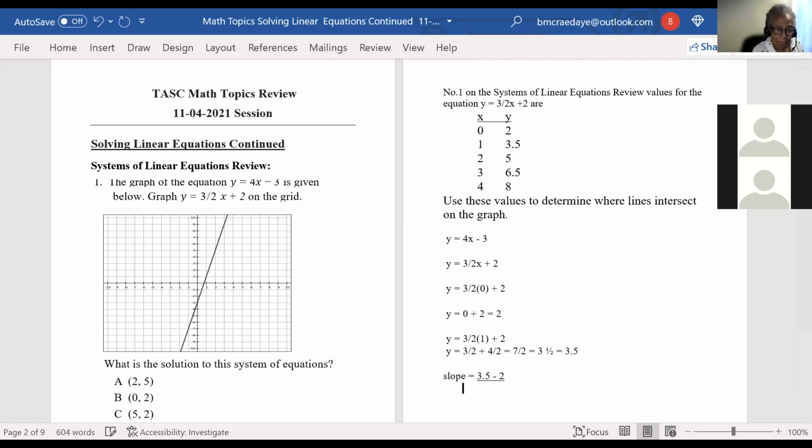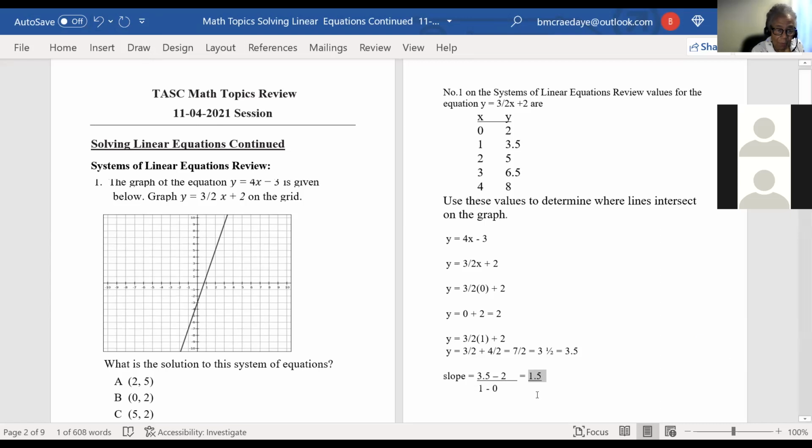So that would be 1 minus 0. So what's the slope equal to? That would be 3.5 minus 2, you can get 1.5. And 0 from 1 is 1, right? That is okay. So this will be 1.